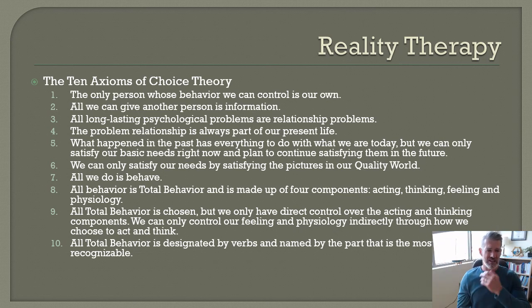And that kind of gets to axiom number 5. What happened in the past has everything to do with who we are today, but we can only satisfy our basic needs right now and continue satisfying them in the future. So basically what Glasser is asking the person to accept is that we certainly are impacted by our past, by what's happened in our relationships previously. But one, how we respond to, think about, and feel about these relationships, these past events, maintains them in the present.